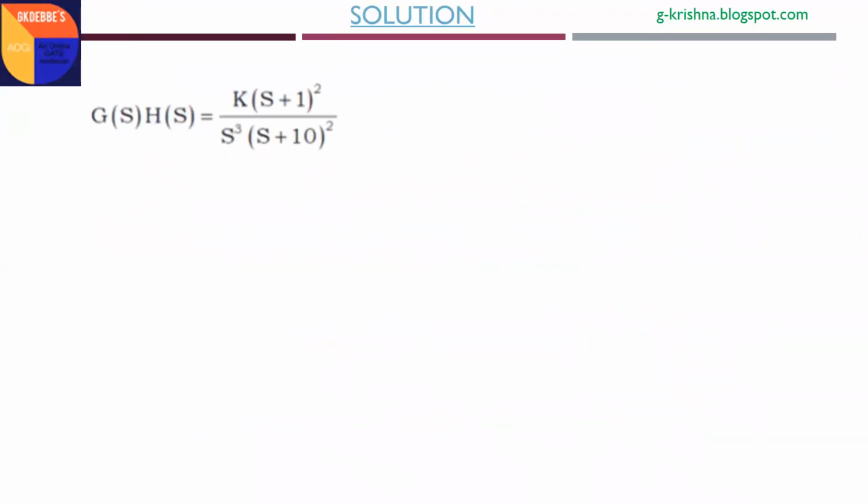By seeing this open loop transfer function only, we have to understand what this (s plus 1) by (s plus 10) transfer function is. (s plus 1) by (s plus 10) is a lead compensator: a zero located near the origin, that is at minus 1, and a pole located far away from the origin, at minus 10.